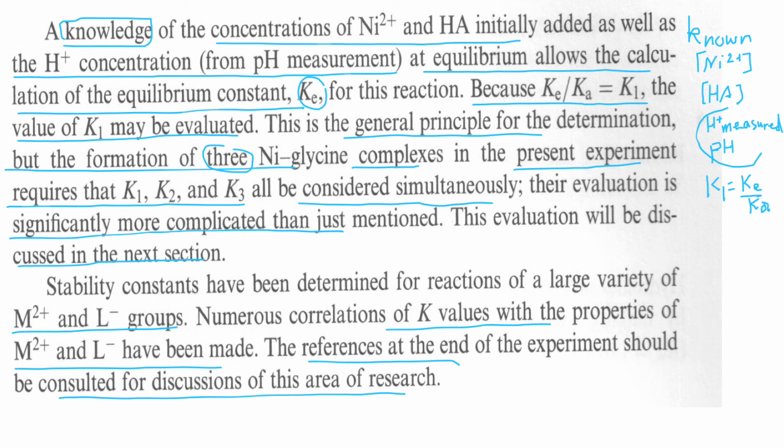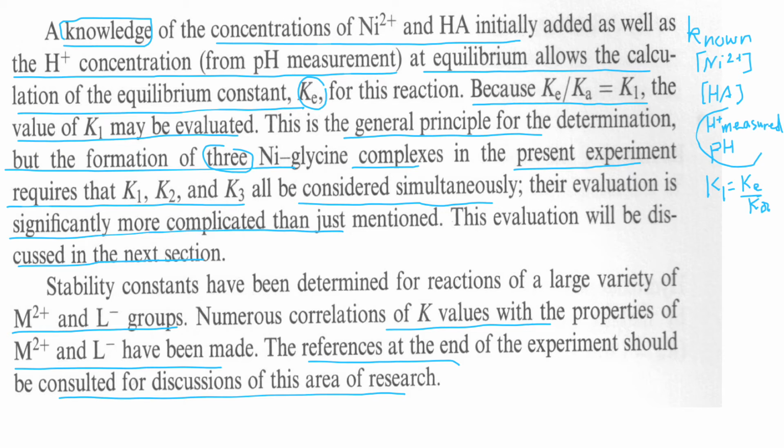Now, from the knowledge of the initial concentrations on the right, you see in the blue writing the known concentration of nickel, which we dissolve in solution, and the known concentration of glycine HA, and the measured pH at each point, we can prove that K1 equals KE over KA from the previous equations. So if you measure the pH, you can calculate K1 from KE over KA.